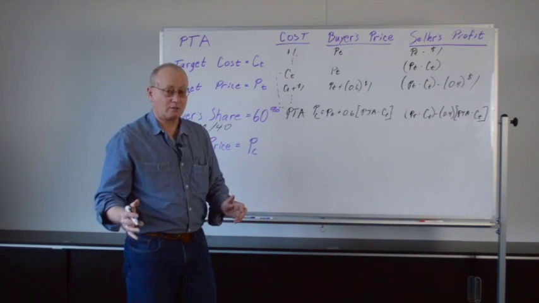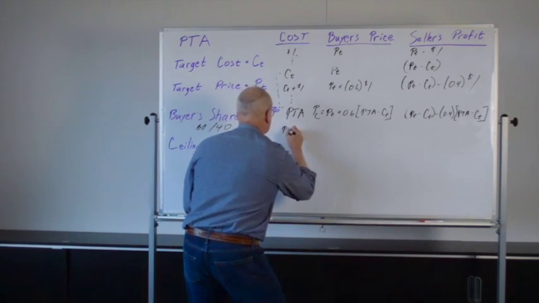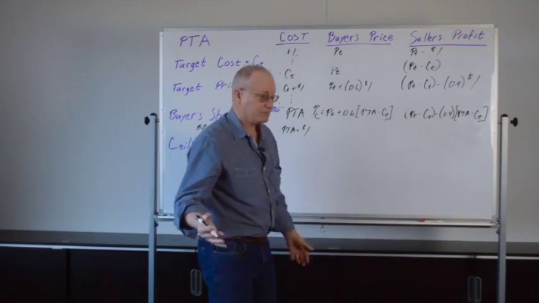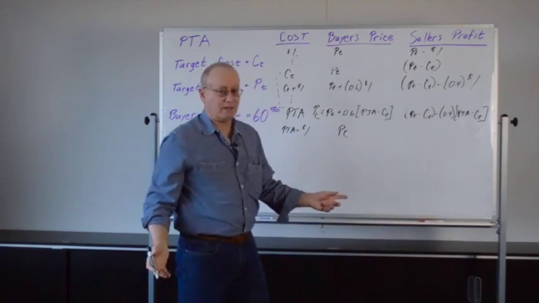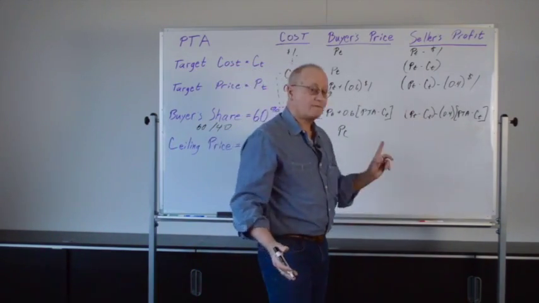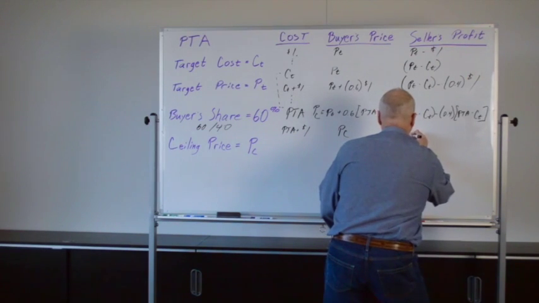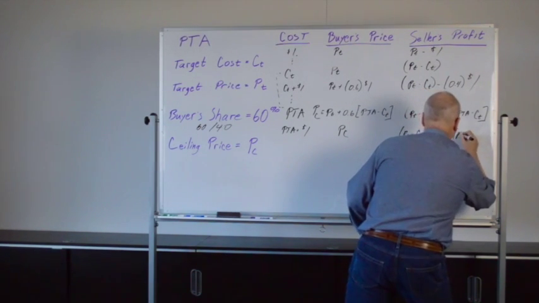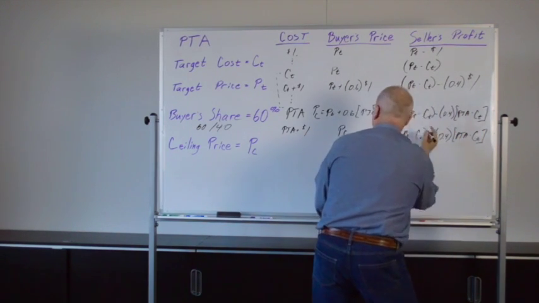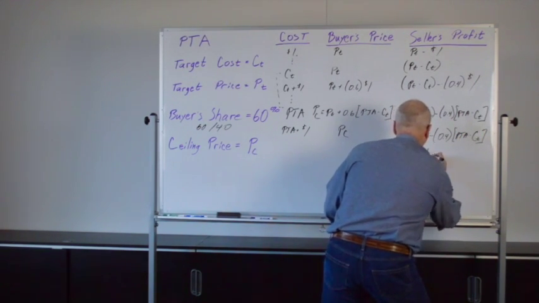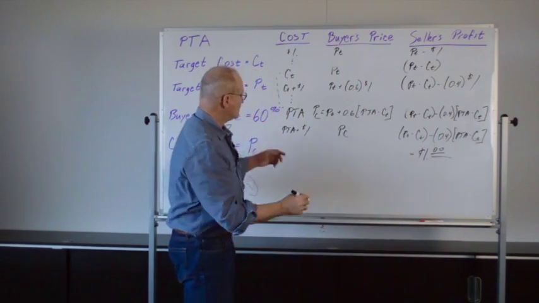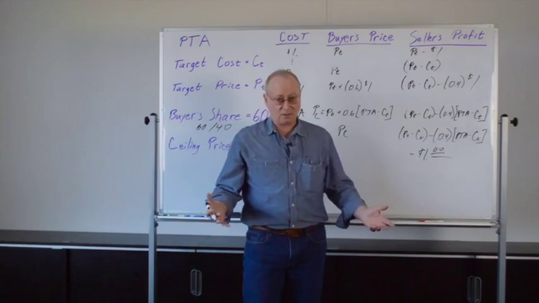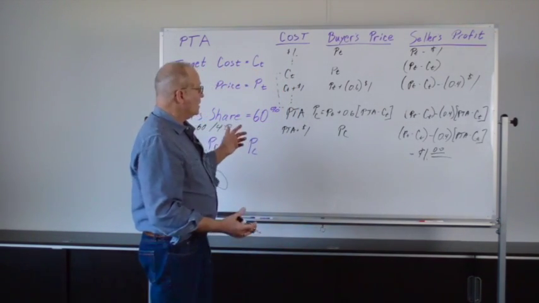Now let's look at the very next dollar of cost overrun, PTA plus $1. Here, the buyer's price is P sub C. That's the meaning of the ceiling price. It goes no higher. The seller's profit is P sub T minus C sub T minus 40% of that difference from the PTA minus the C sub T, minus that entire dollar. This entire dollar of cost overrun now is falling entirely on the seller as a reduction in his profit or eventually as an increase in his losses. So that's how this works.